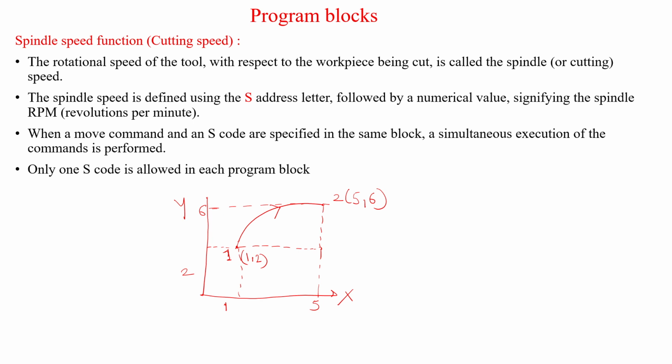So first of all, when you are doing a circular interpolation, you need to see the direction. In which direction is it moving from 1 to 2? Clockwise. What is the code for clockwise? G02. Fine. It is clear?